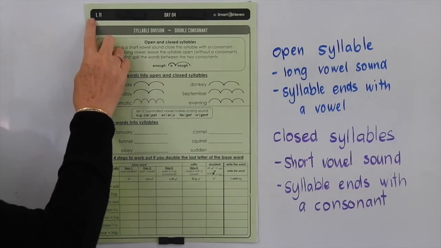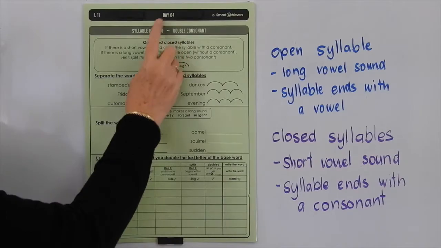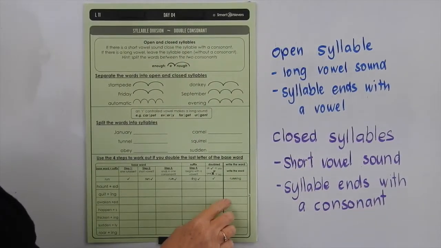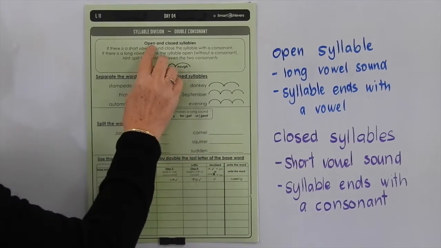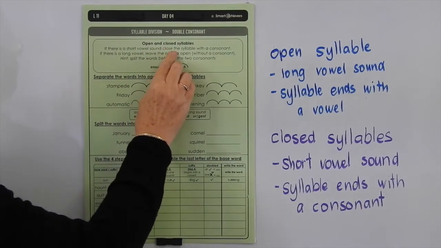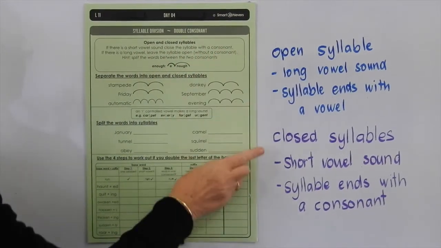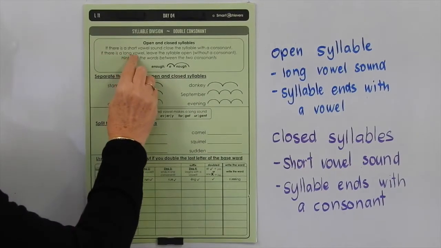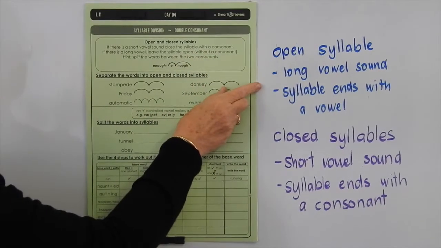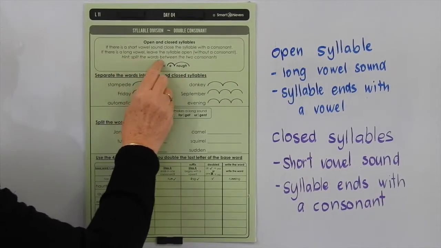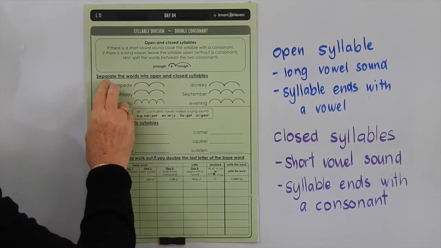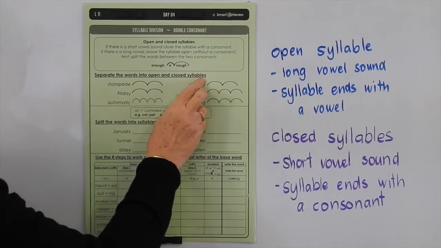This is level L, list 11, and we're doing the day 4, and we're looking at syllable division and when to double a consonant at the end of a word when we're adding a suffix to it. So open and closed syllables. If there is a short vowel sound, close the syllable with a consonant, so I've put that there for you. If there is a long vowel sound, leave the syllable open without a consonant. So hint, split the words between the 2 consonants. So here we've got separate the words into open and closed syllables.